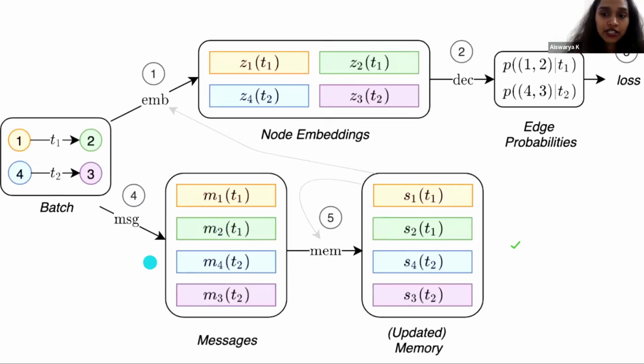Then we have the message function module. Whenever an event happens, like liking, following, or retweeting, a message is created.